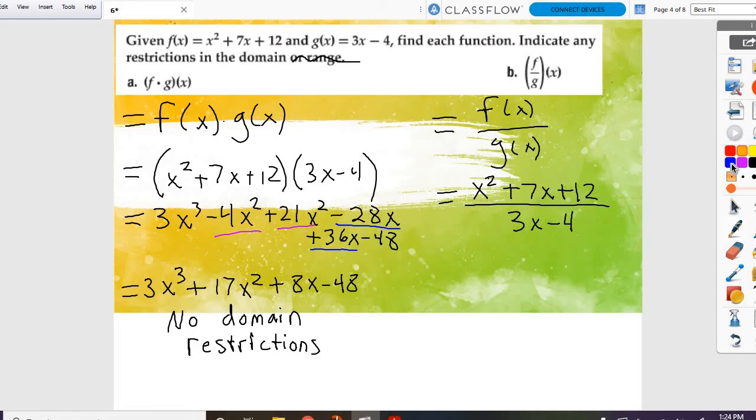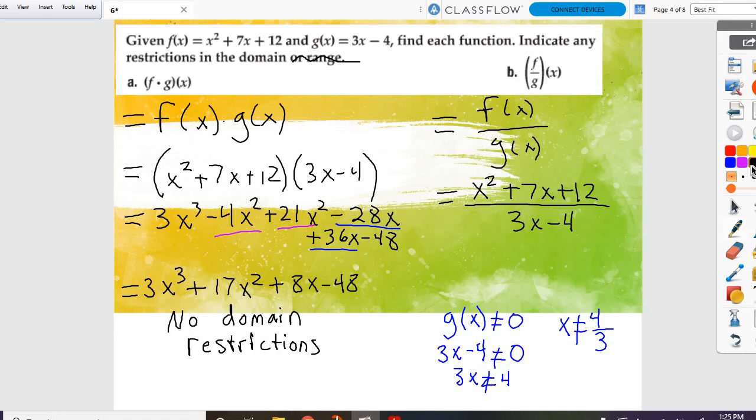So remember, we said from the beginning that our g of x, or whatever is in the bottom, cannot equal 0. So for this problem, that means that 3x minus 4 cannot equal 0. But we don't want to leave it like that. We want to figure out what x value specifically would make that whole thing 0. So notice that I can solve this just like I would normally. And so we get that x cannot equal 4/3.